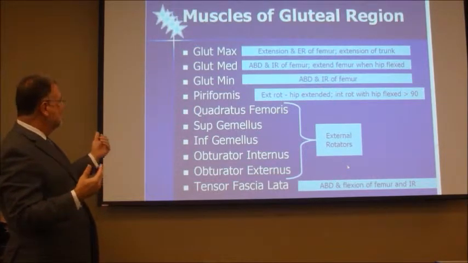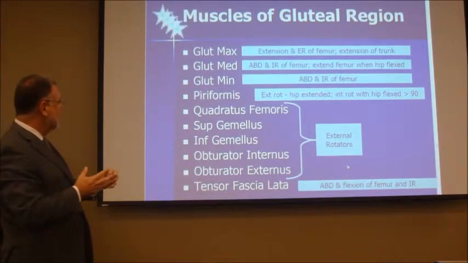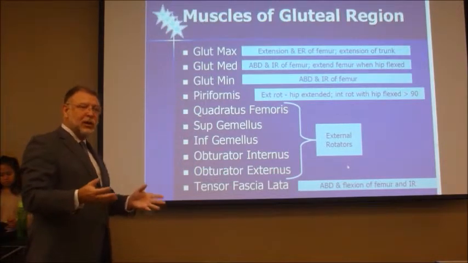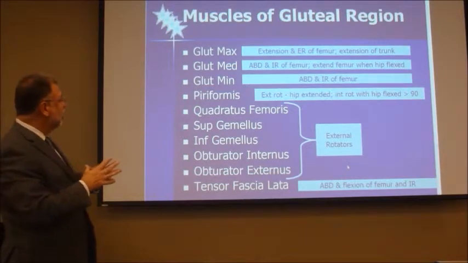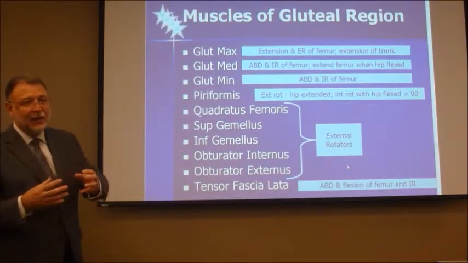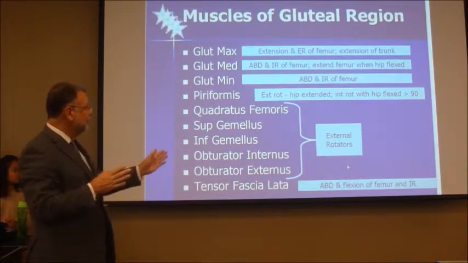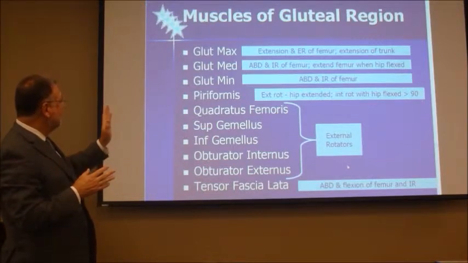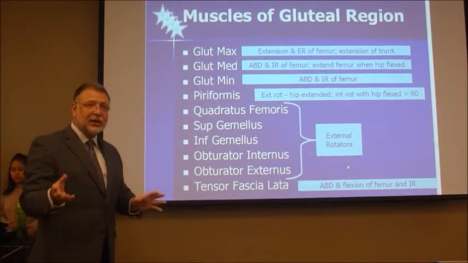The gluteus minimus and medius are more specific abductors of the hip, and that abduction of the hip is going to be tested with a Trendelenburg. So it's important to understand that concept. The motion of abduction of the hip is also aided by the tensor fasciae lata, which also helps with flexion of the femur and internal rotation. The other important thing about the gluteus minimus and medius is that they are also internal rotators of the hip.